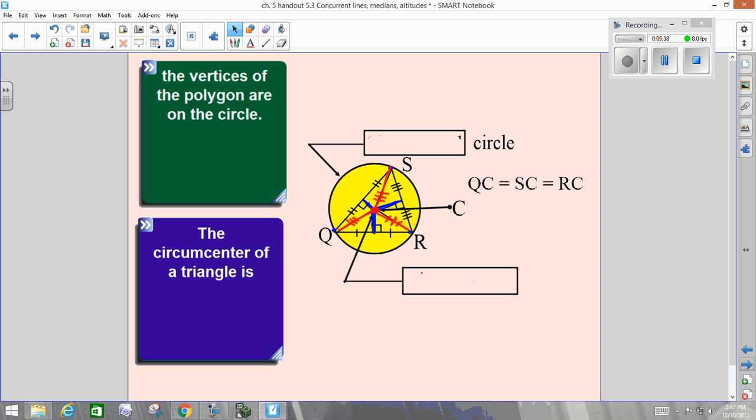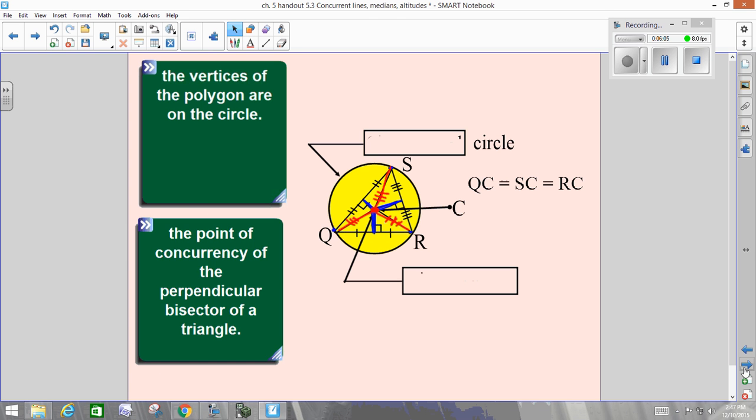Well, I don't know. Would it be the distance from that point to the outside of the circle is the same as the distance from that point to the outside of the circle? So what do we call that segment that starts at the middle and goes to the outside of a circle? Starts with an R. Good, it's a radius. So this point of concurrency of the perpendicular bisectors is called the circumcenter of a triangle. The point of concurrency of the perpendicular bisectors of the triangle.